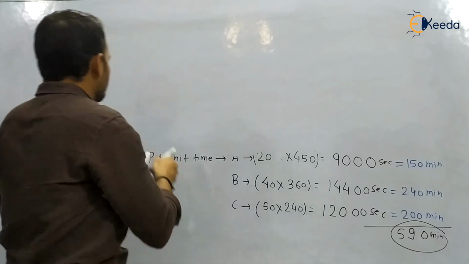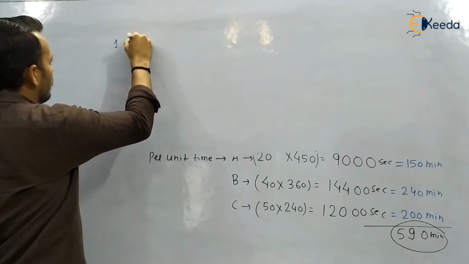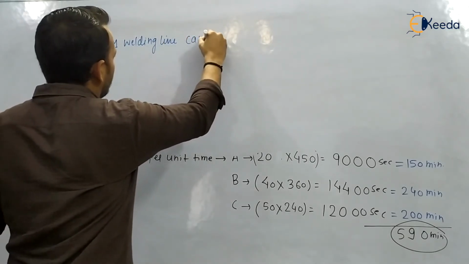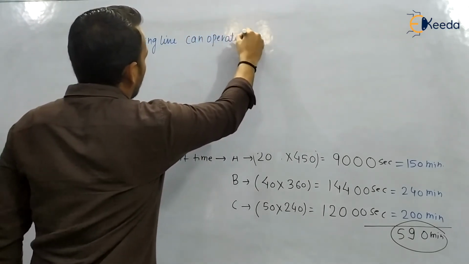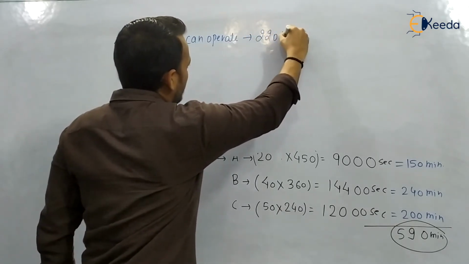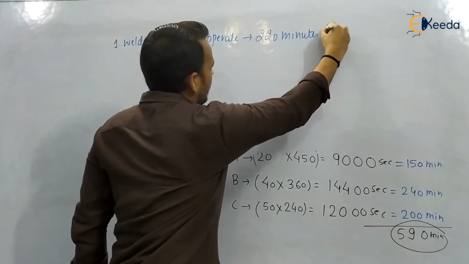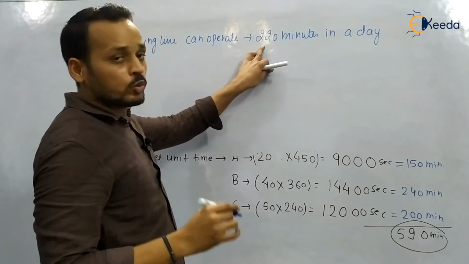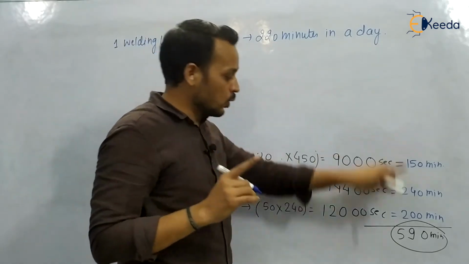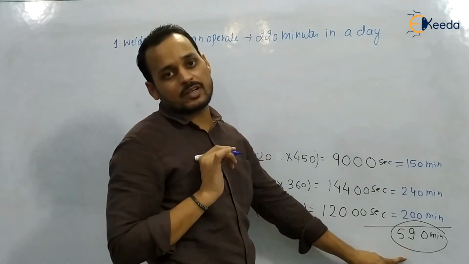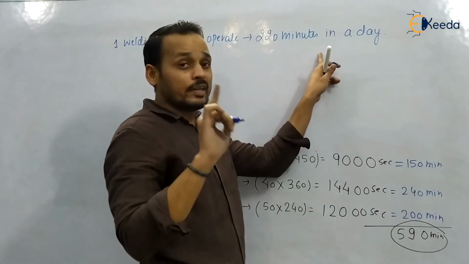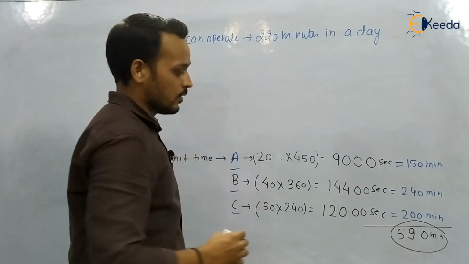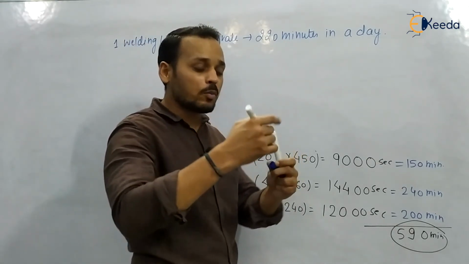Now they are saying that one welding line can operate only for 220 minutes in a single day. So we can only do the welding for 220 minutes in a day, and the total welding time required is 590 minutes. So a single welding line cannot complete our products A, B and C. We have to increase the number of welding lines.